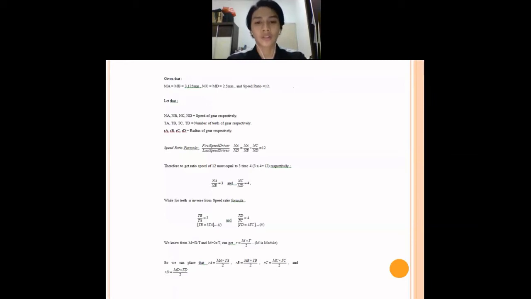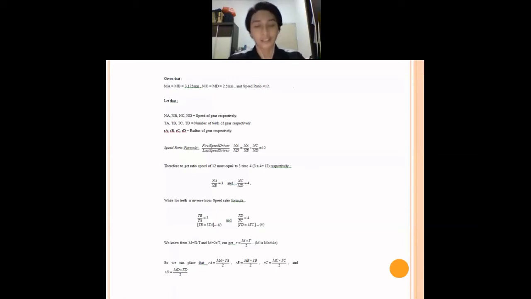To conclude the equation, NA over NB we can equal to 3, and NC over ND equal to 4, the speed ratio, because 3 times 4 is equal to 12. So, given that NA over NB is 3 and NC over ND is 4.